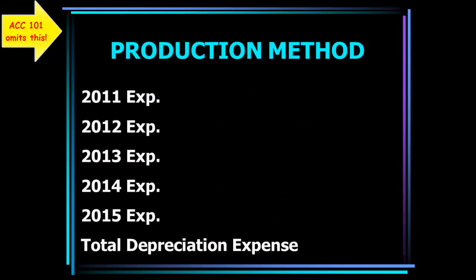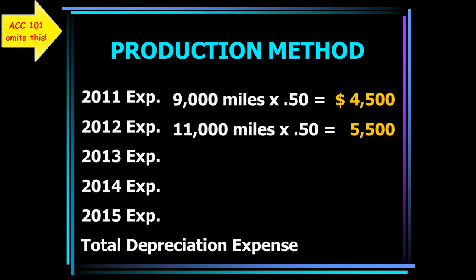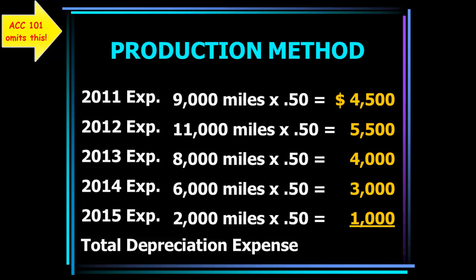To figure the depreciation for the year, we're going to take the number of miles and multiply it by 50 cents. For 2011, then, we drive for 9,000 miles. 9,000 times 50 cents says for 2011, I would record $4,500 depreciation. Debit depreciation expense, credit accumulated depreciation. 2012, I'm driving 11,000 miles times 50 cents, $5,500. 2013, 8,000 times 50 cents, 4,000. Did you get 3,000 for 2014? And then 1,000 for the last year?